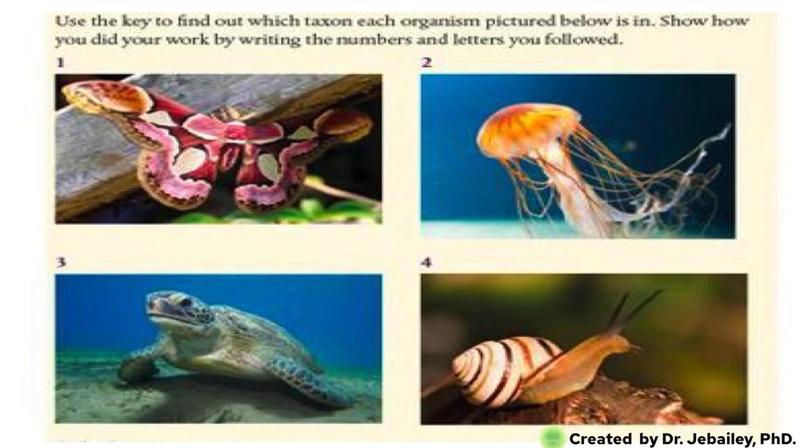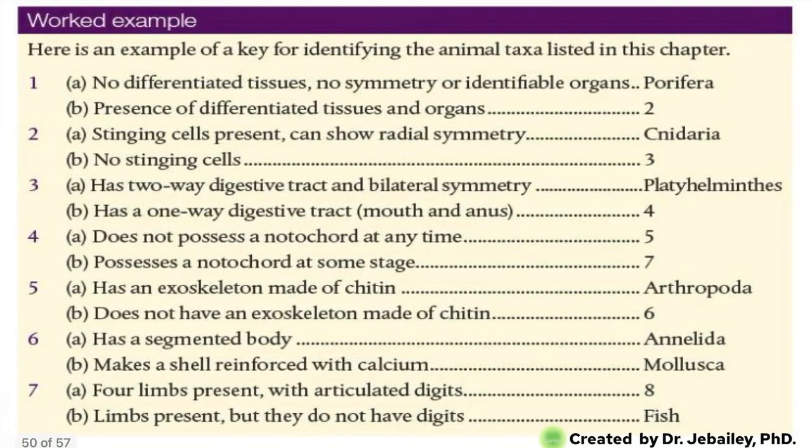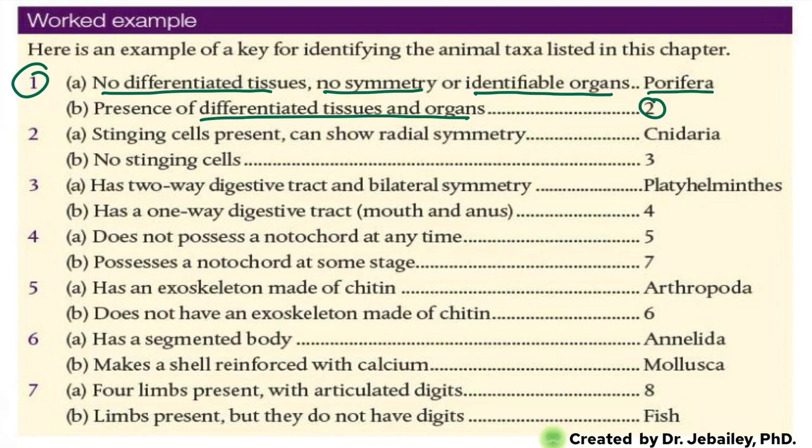Here we have 4 organisms. Let's just say that we don't know them. We have never seen these organisms. So I'm going to pick, in this case, the turtle right here. I just saw this turtle. Now I take it to the book of the dichotomous key and look at it. So here is what a dichotomous key looks like. You have number 1: no differentiated tissues, no symmetry, no identified organs. If this animal, the turtle, had these traits, then it would belong to the group Porifera. But it does have differentiated tissues and organs, so it goes to number 2. So it jumps to this next one.